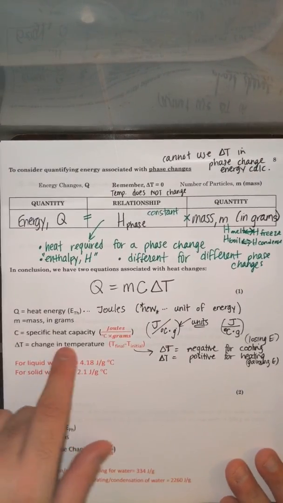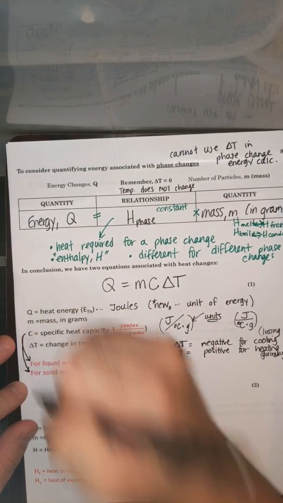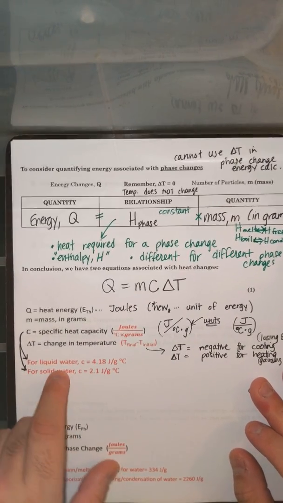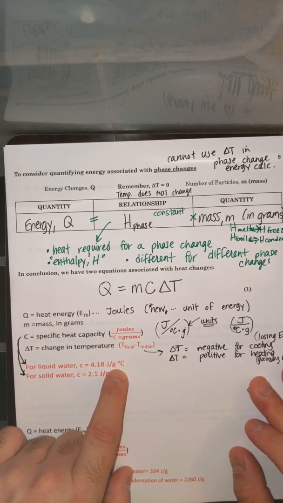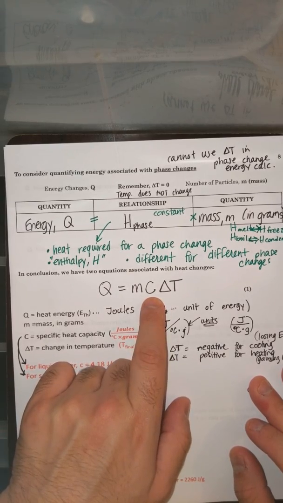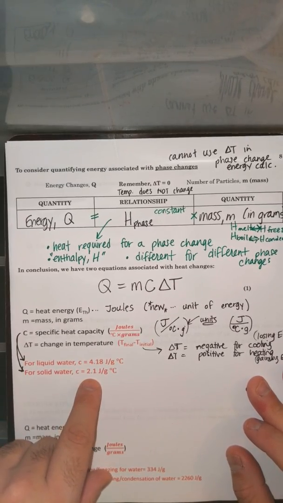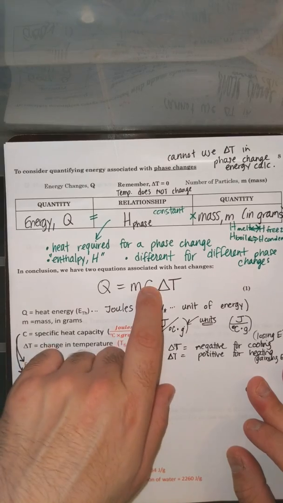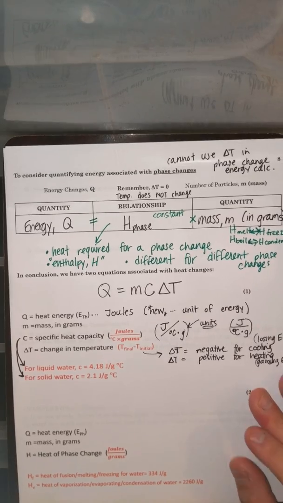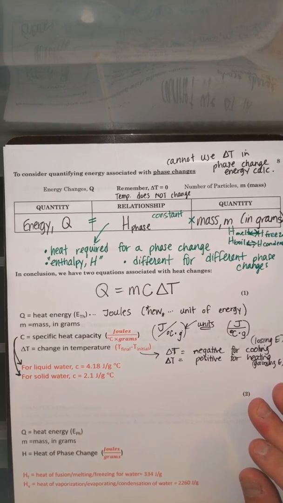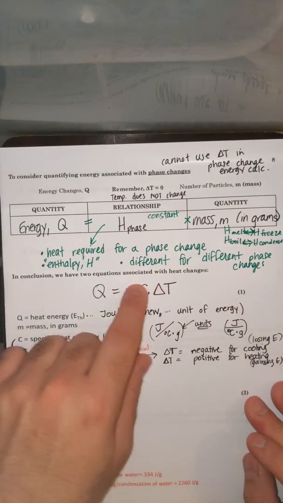And then we have two values for C that we are going to use in our examples later. The specific heat capacity of liquid water is 4.18 joules per gram degree Celsius. I just plugged it in for C here. The specific heat capacity for solid water is 2.1 joules per gram degree Celsius. Again, I plugged it in here, and you have to be told what phase. Later on, if we use other substances or other phases like a gas, I will have to tell you what C is. All right, and so that's our first equation.